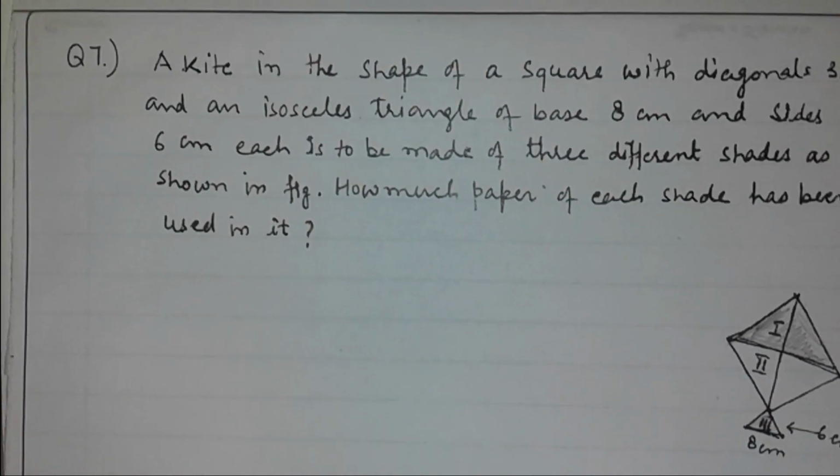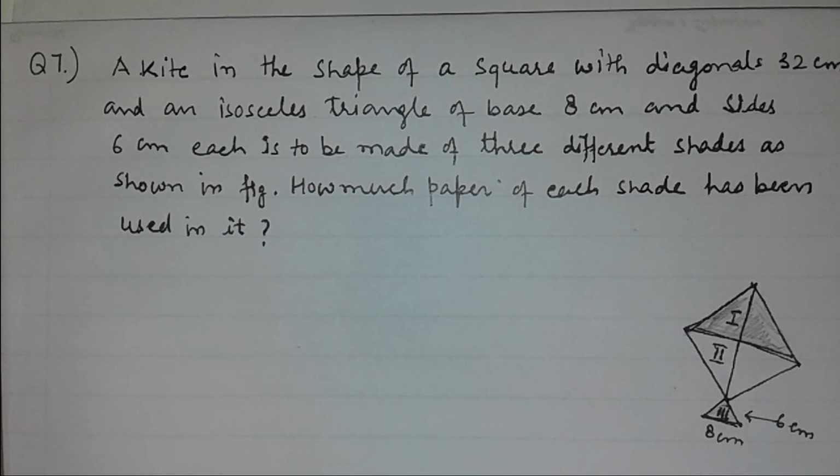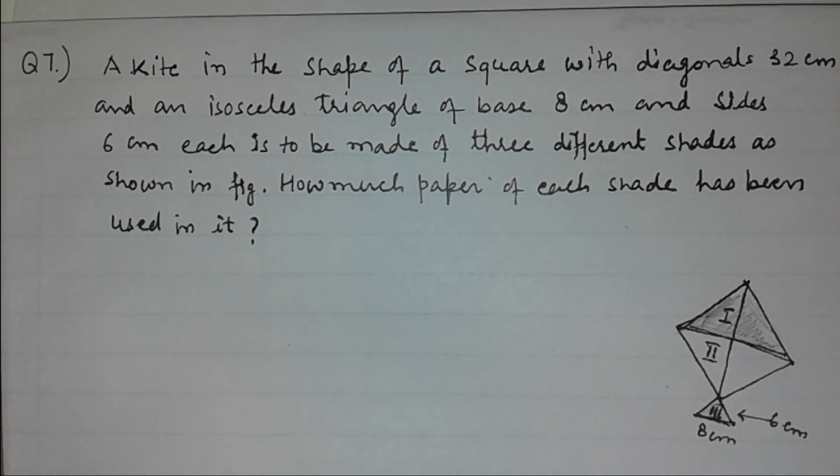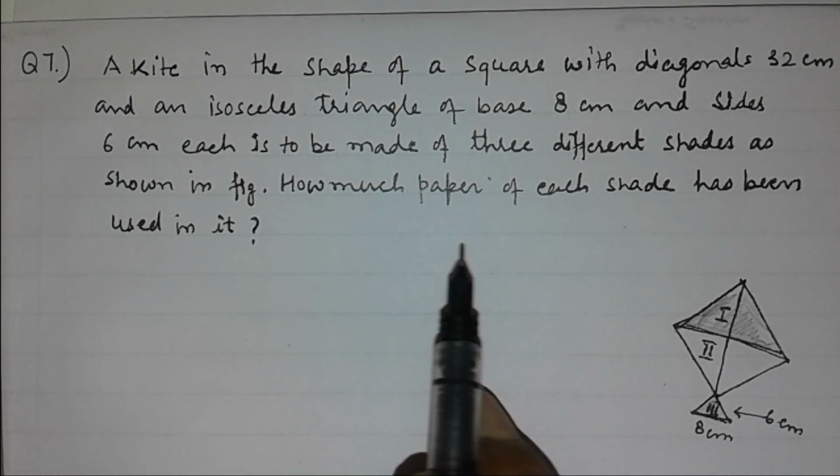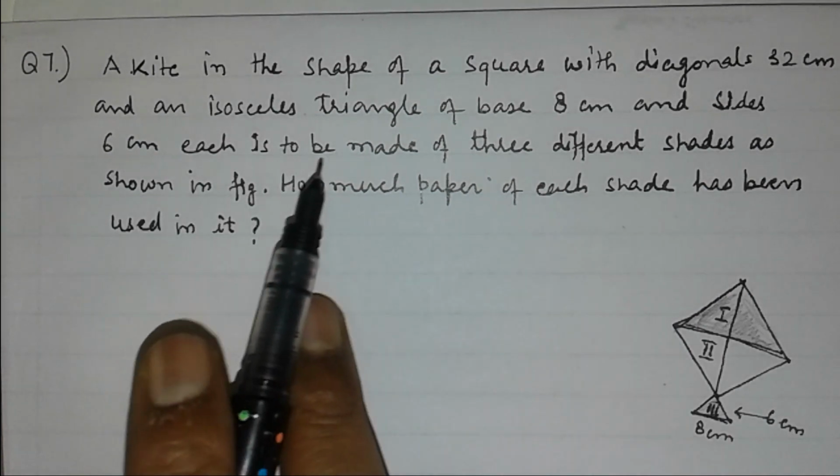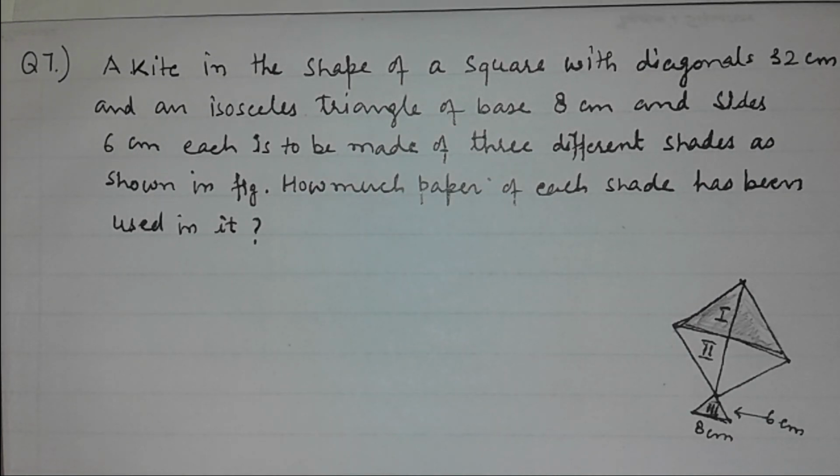Next question is question number 7. It is here a kite. A kite is in the shape of a square with diagonal 32 and an isosceles triangle at the base. This is the isosceles triangle and the diagonals are given here 32, and we have to find the area, here there are 3 different shades, one shade, second and third shade. There are 3 shades used to make this kite. So we have to find the area of each shade used.